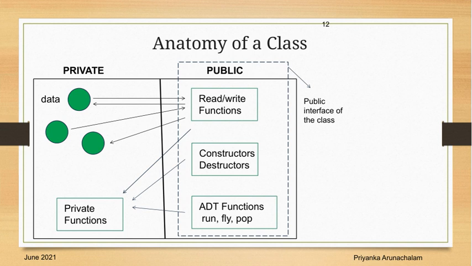Private functions, on the other hand, are used internally to support the class's operations, but are not exposed to the outside world. All of this together forms the complete structure of a class, highlighting how data and functions are organized to create a robust, encapsulated design. This understanding is fundamental as we move forward to see how classes enable us to write modular, efficient, and maintainable code.